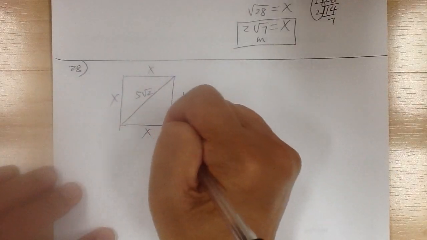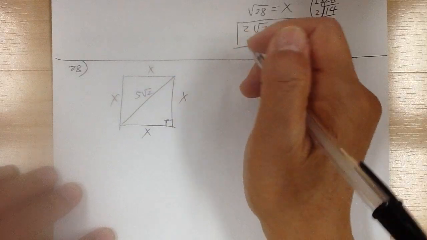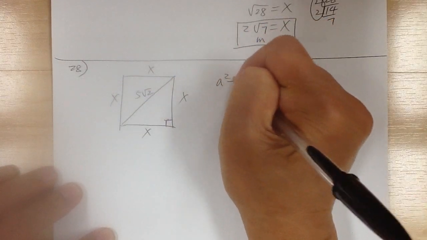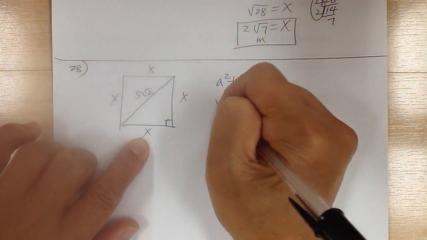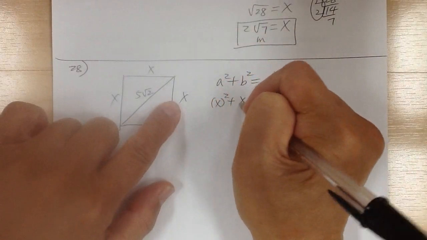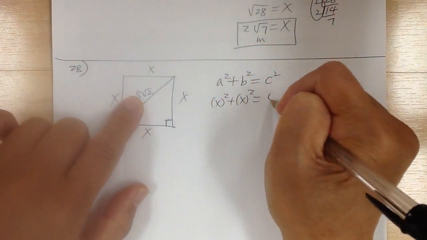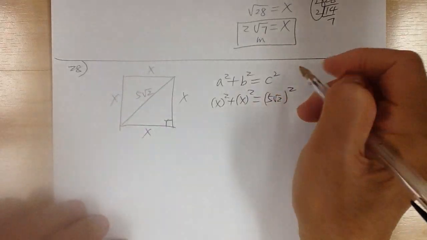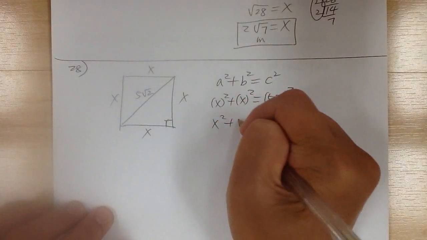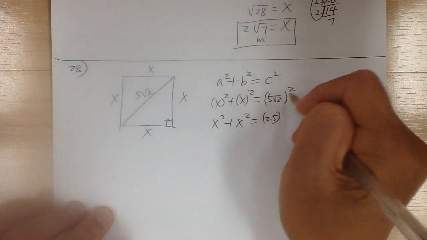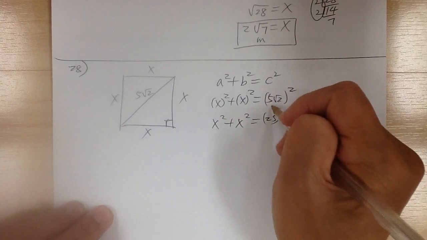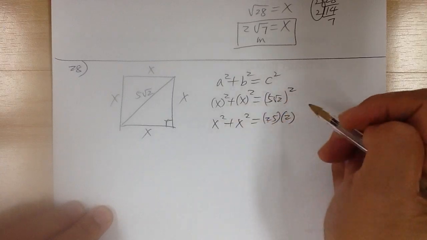Okay, so again, it's a square, so this is a right triangle. So let's apply the Pythagorean theorem. A squared plus b squared equal to c squared. So this is your a, this is your b, and this is your c. Okay. So you got x squared plus x squared equal to 5 squared give you 25. Square root of 2 squared will give you 2. Right, again, square this, you get that. Square root of this, you get that.